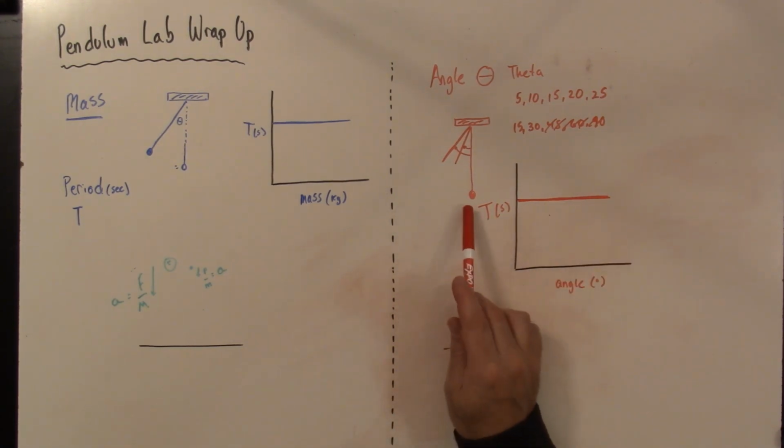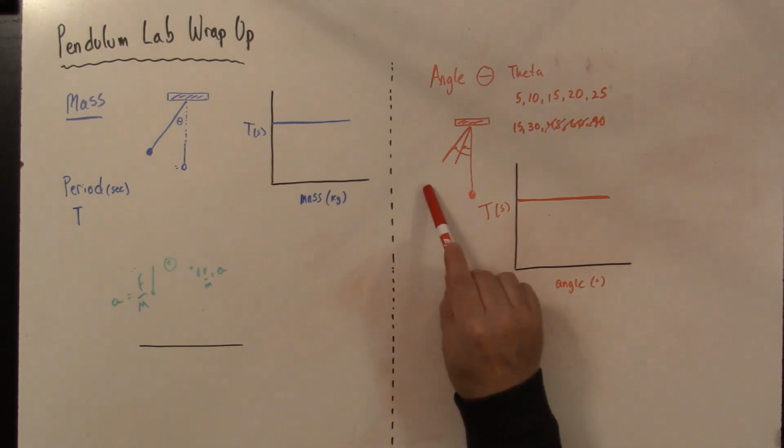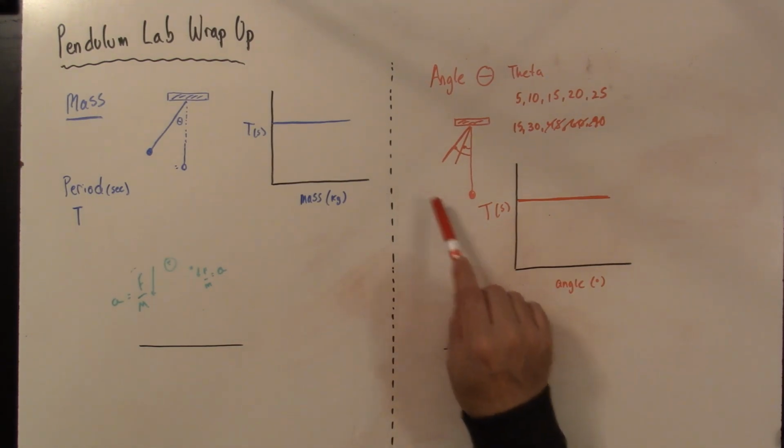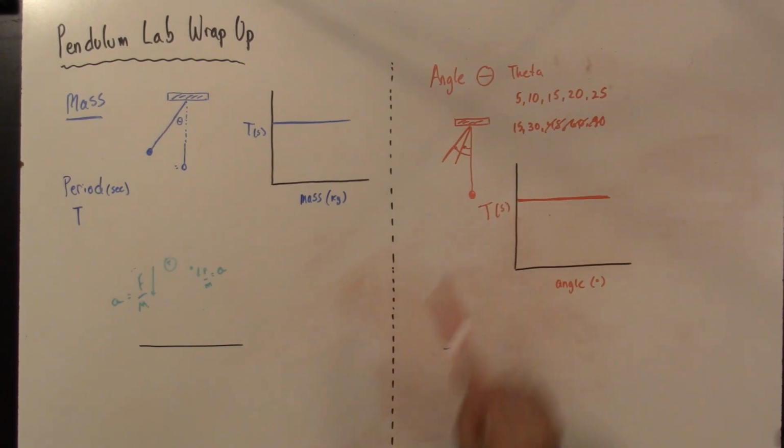Well, you could argue the other way. If I pull it back farther, it's actually going to be going faster. Shouldn't it take less time? And it turns out that these things kind of balance each other out. The farther you pull it back, the longer distance it has to travel. However, the faster it's going down here at the bottom.